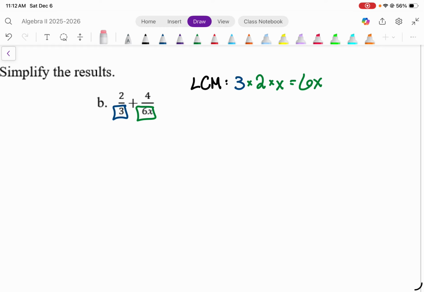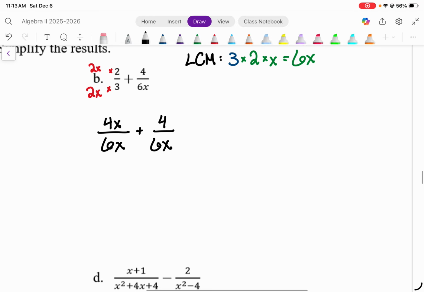So our first fraction here, we have 2 over 3. We need it to become a 6x on the bottom. So I'm going to take that 3 and multiply it by 2x. And if I multiply the bottom by 2x, I also have to multiply the top by 2x. That would give me 4x over 6x. Now, this can be simplified, but we don't want to simplify it because then we'd end up with the 2/3 again. So we're going to keep that. And then the second fraction already has 6x as a denominator, so we'll just leave that the same.